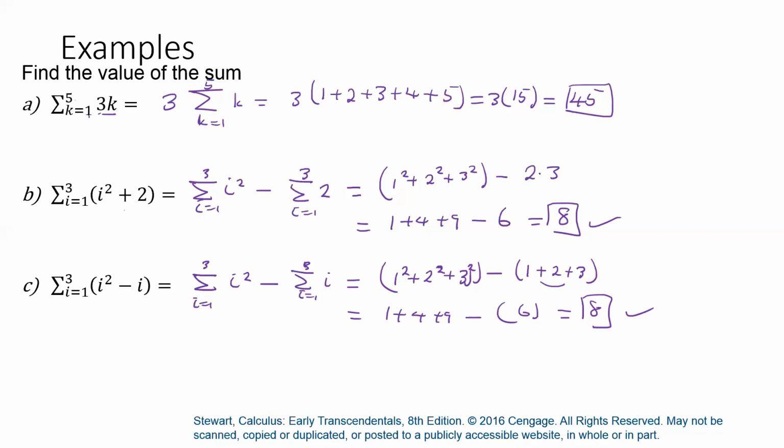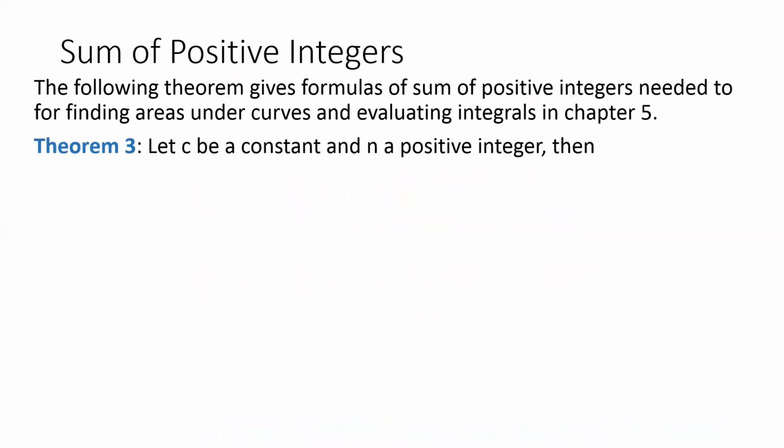All right. Then there's a third theorem, right? And it says that the following theorem gives formulas for sums of positive integers needed for finding areas under curves and evaluating integrals in chapter 5. Okay, so the following are very important. If you forget anything here, when we get to chapter 5, especially 5.1 and 5.2, we're going to use this a lot. Okay, so let C be a constant, any constant, and n is a positive integer. Then the following are true.